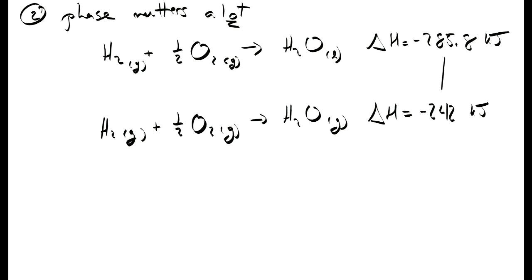Why is that? Because to get something to be a gas, you have to put energy in. It takes roughly 43 kilojoules per mole to vaporize liquid water. So producing liquid water releases more energy than producing gaseous water. That's why, for example, fuel cells inside cars are trying to produce liquid water, because it makes for a more efficient transfer of energy.